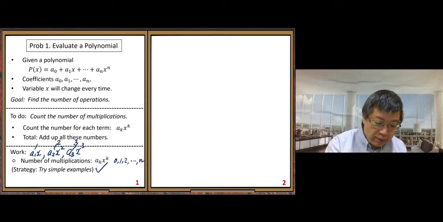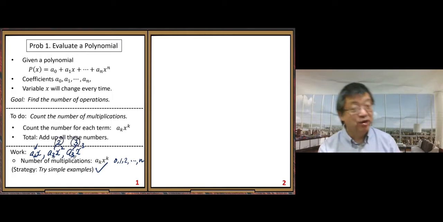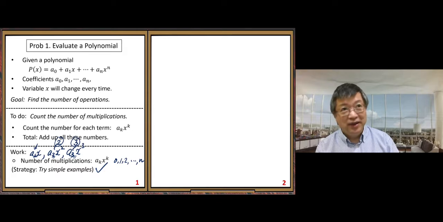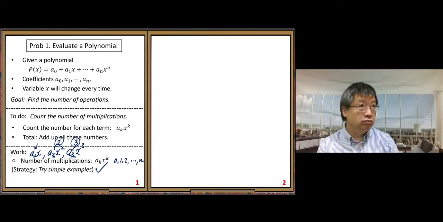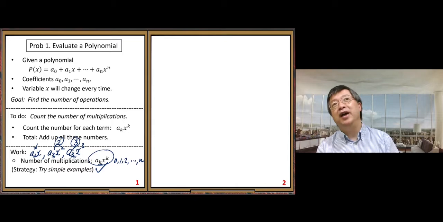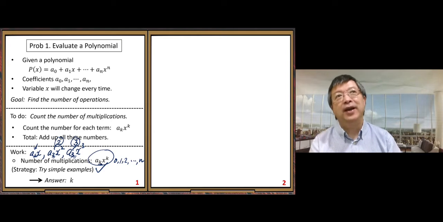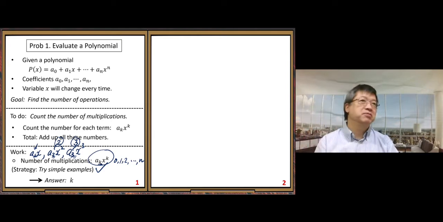When the subscript equals 1, your answer is 1. When the subscript is 2, your answer is 2. When the subscript is 3, your answer is 3. Can you get the answer by induction? That's induction. When the subscript is k, what is the answer? The answer is pretty straightforward: k multiplications.